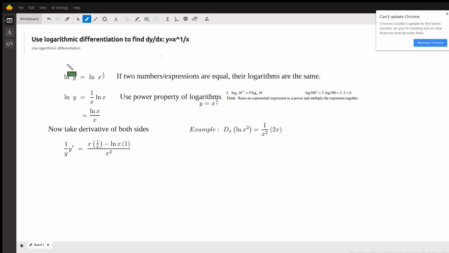So we're starting by taking the natural log of both sides, and the reason we can do that is because the logarithmic function is 1-to-1. So if two numbers or expressions are equal, their logarithms are equal.